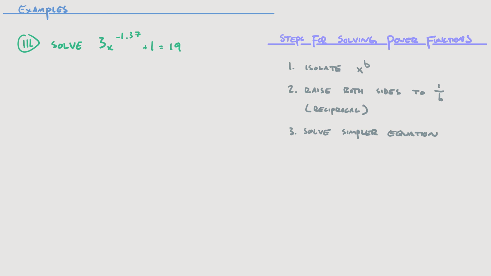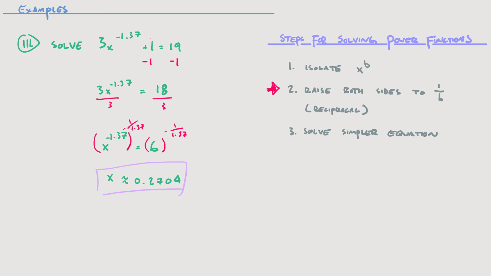Okay, example 3, it says solve 3x to the negative 1.37 plus 1 is equal to 19. I'm just throwing this one in to show you, and you shouldn't be scared of these types of powers. First, we're going to isolate the x to the b. It's, again, 2 steps, subtract 1, divide by 3. So here we go. Now, when you raise x to the negative 1.37 to its reciprocal, what would that look like? Well, it's just 1 over negative 1.37. So they cancel on the left here. And then if you type x to the negative 1.37 into Desmos or something, you end up with approximately 0.2704.